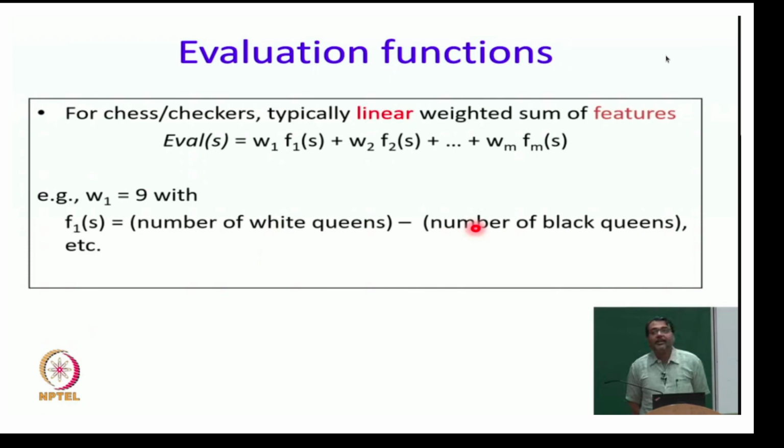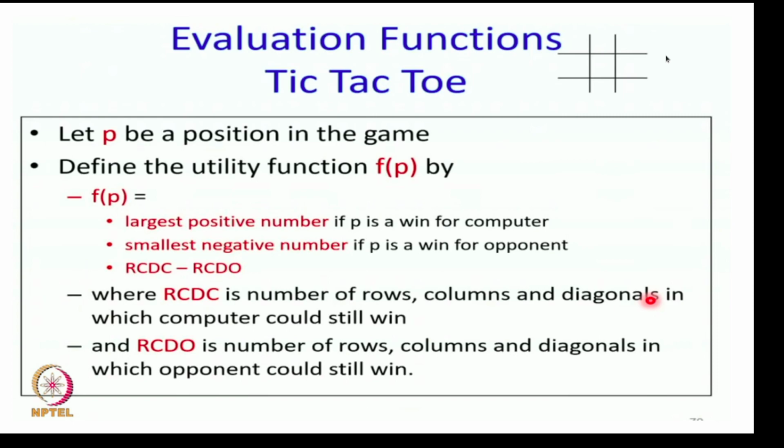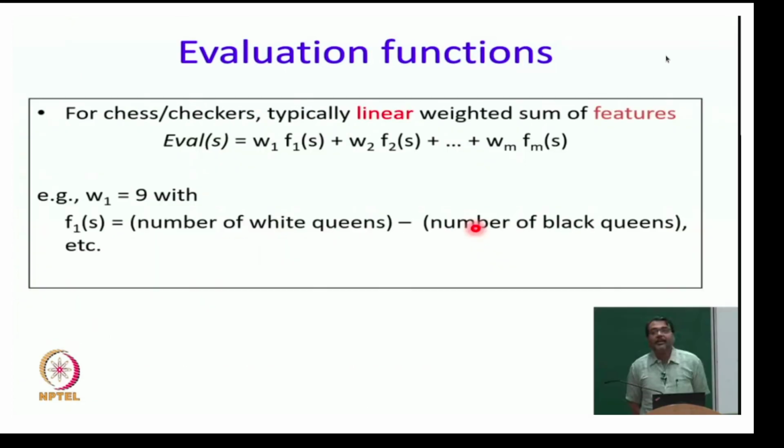Now how will we do this? Tic-tac-toe was one of the simplest games, and we could easily figure out what the RCDC and RCDO would be, right? But for complex problems such as chess, how do you decide from the given state how many possible terminal states it could lead to as a win situation? This is a very complex problem. For tic-tac-toe, it's very simple, a small 3x3, you can easily figure it out. But for chess, how will you do that?